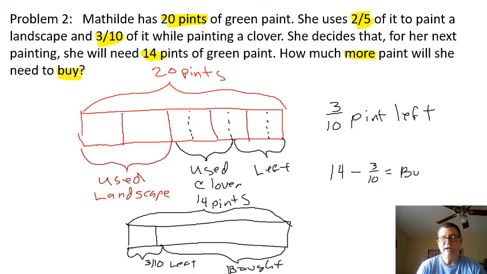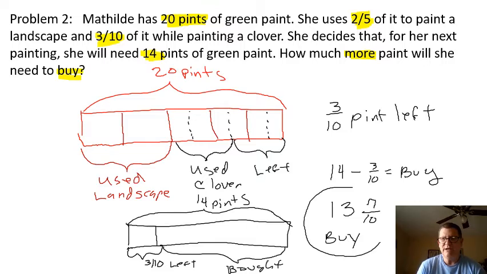Well, I can see I can add 3/10 to get a whole. So that would make it 13. So I know I'm going to have 7/10, and it's going to be 13 7/10. Because if I add 3/10 and 7/10, I get one whole plus 13 is 14. So I need to buy 13 7/10 pints.